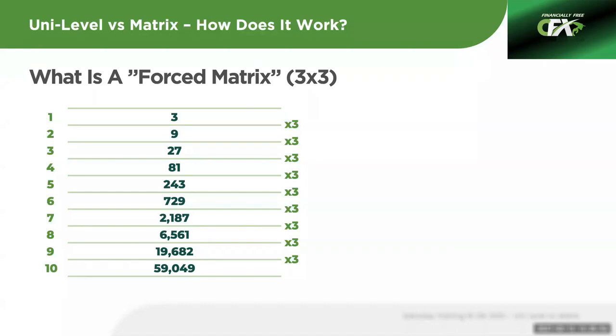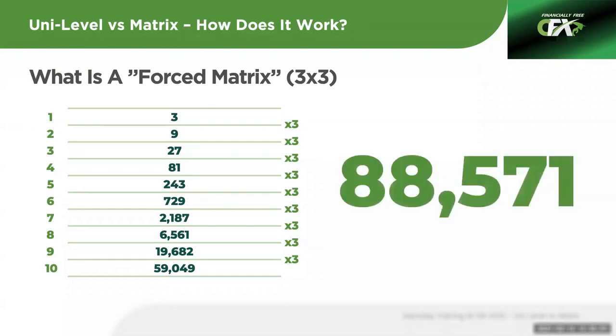So once your matrix is filled, as we call it, in other words, once every slot is filled down those 10 levels, 3 by 3, what you end up with is 88,571 people in your matrix. That is the maximum amount of people that you can have in your matrix that will pay you. You can have more, but you're only going to get paid out to 10 levels, to 88,571 people. Okay, so let's look at that in a little bit more detail.